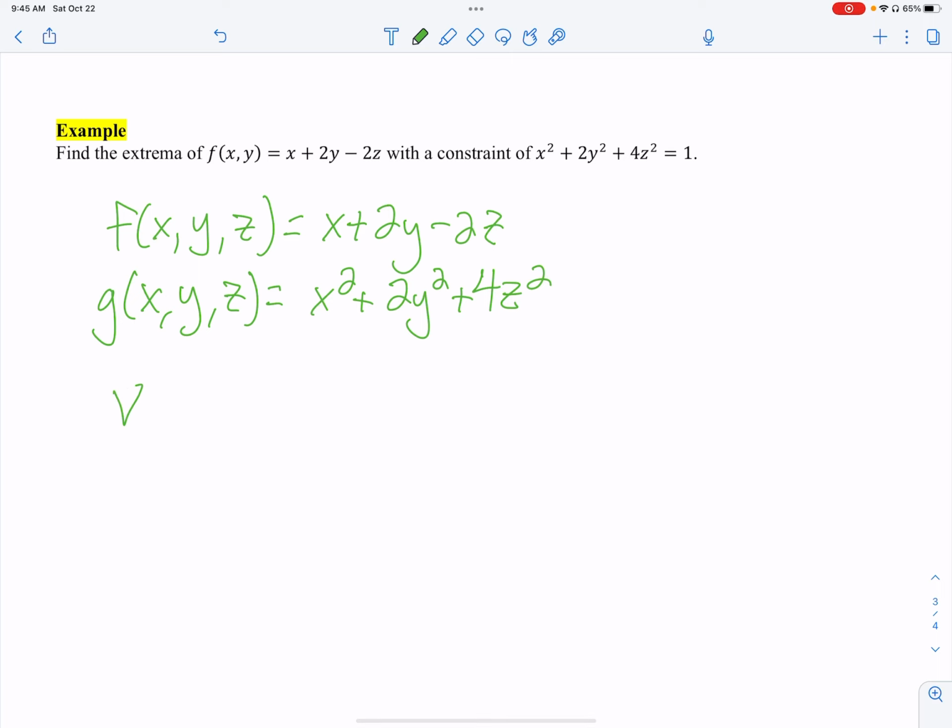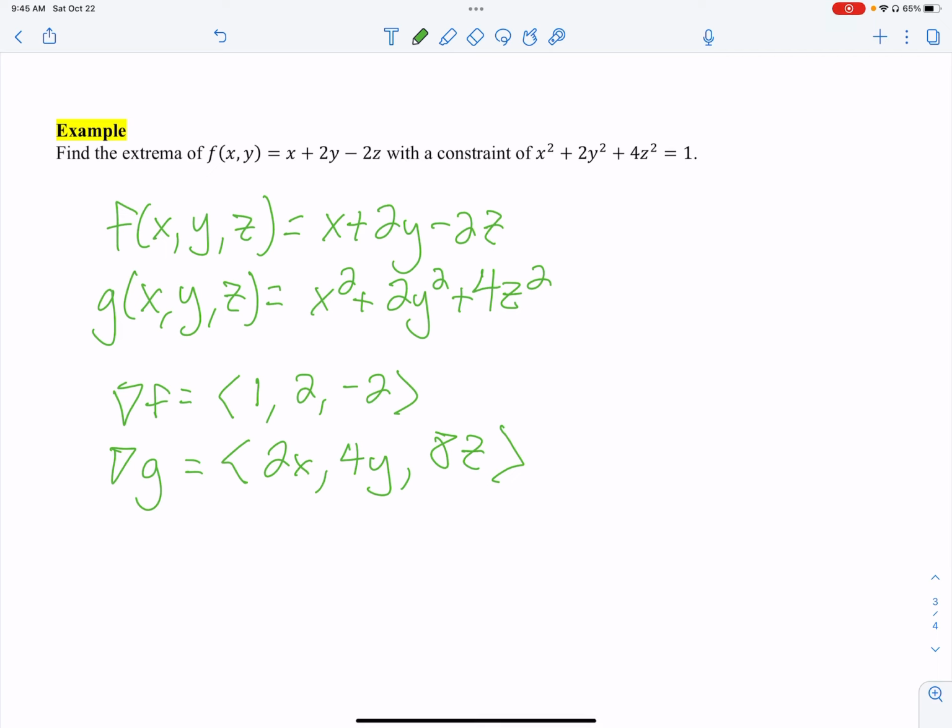I need to find my gradients. So the gradient of f, first one's with respect to x, I got 1, and then I got 2, and then I got -2. The gradient of g is going to be 2x, 4y, and 8z. All right, so we have our two gradients.